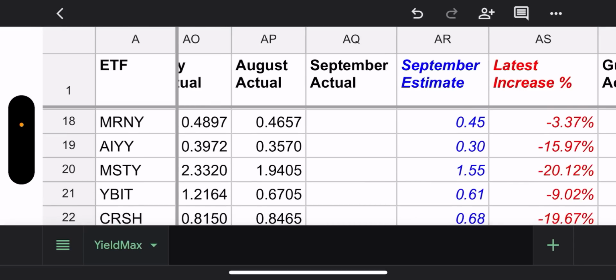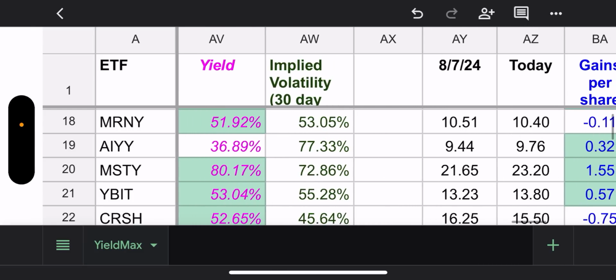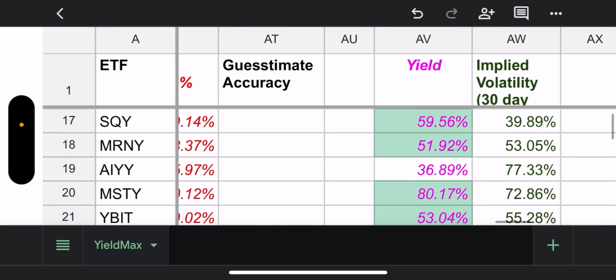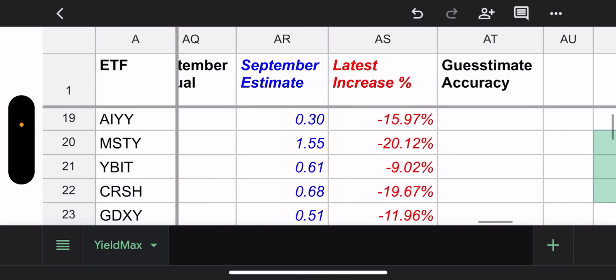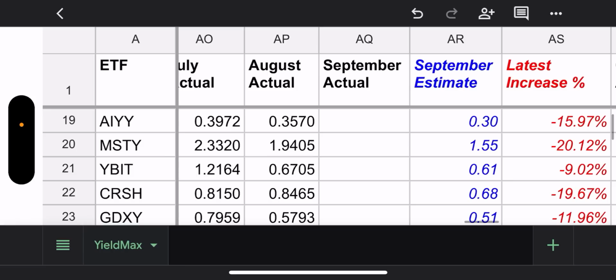All right, Murney paid 46 cents last month. I'm going to give them around the same, 45 cents. That's a 51% yield. That's less than our IV by 2%. But that's only because gains per share were actually in the negative. So I kept that into consideration. Sorry, it's scrolling all over the place.